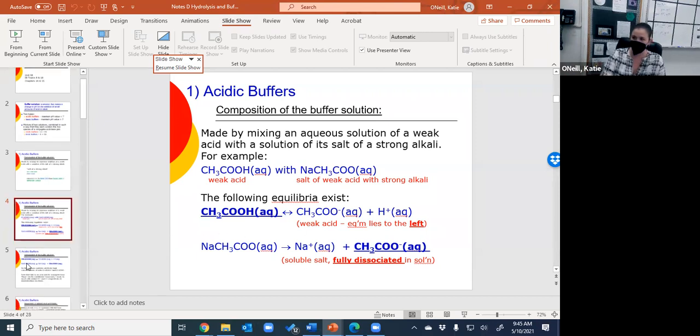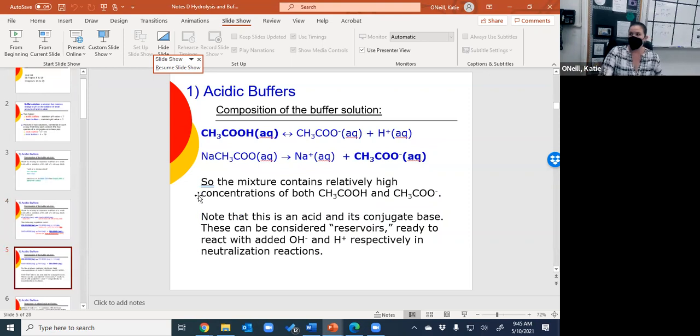All right. So the mixture contains high concentrations of both acetic acid and acetate. We've got this heavily to the left equilibrium and complete dissociation for a product. So now the acid and its conjugate base are basically ready to bond. So the acid can neutralize bases and the conjugate base can neutralize acid. The conjugate base being the stronger, right? Weak acid, strong conjugate base. That's going to make it better at buffering for acidic pHs.